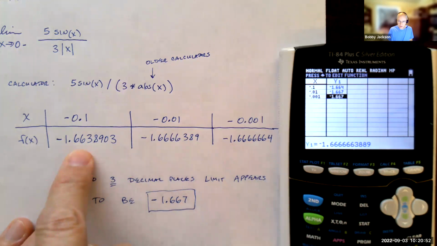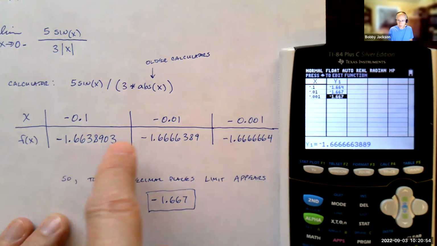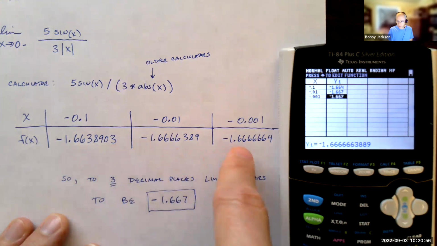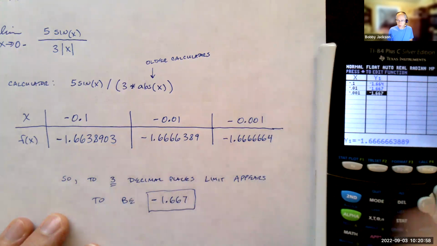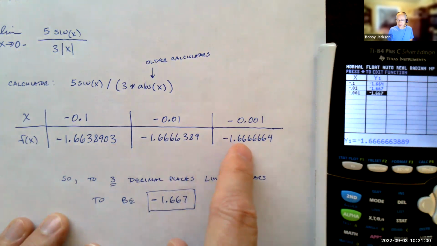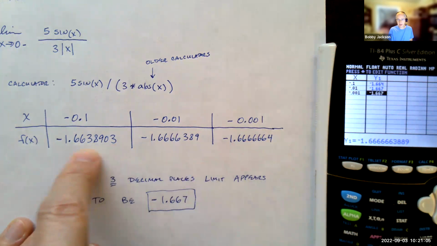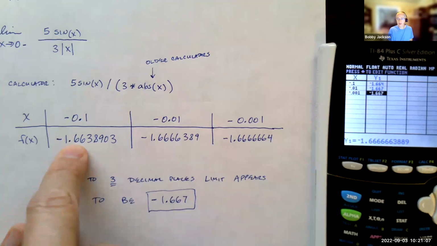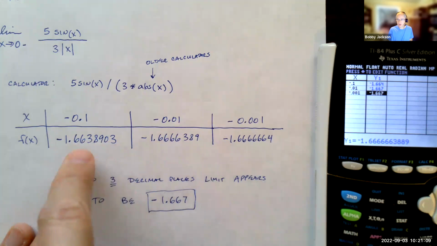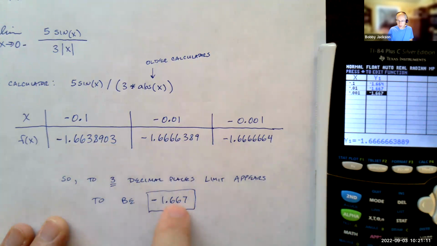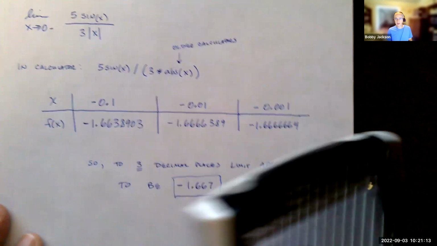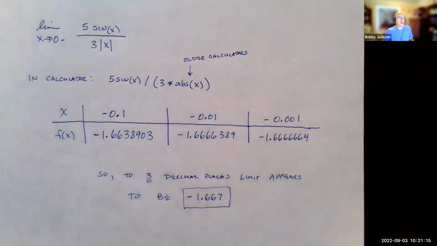And think about the trend. These are getting more negative. So it wouldn't be negative 1.666 because that is less negative. That would be back here somewhere. So these are getting more negative, and so the trend is getting closer and closer to something like this. So there's our estimate for this limit numerically. And again, hope that helps.